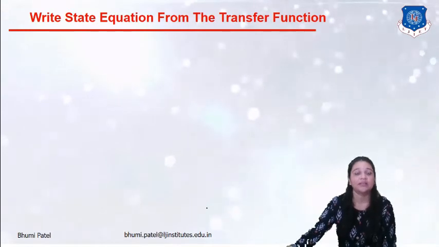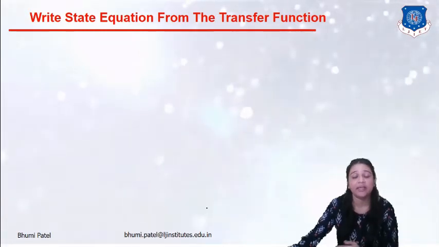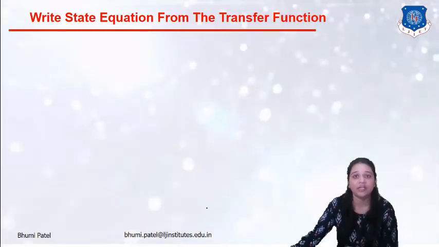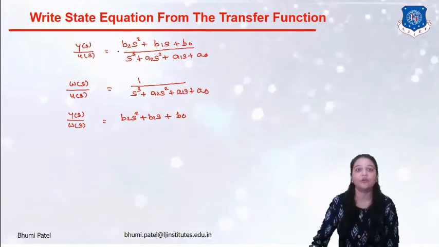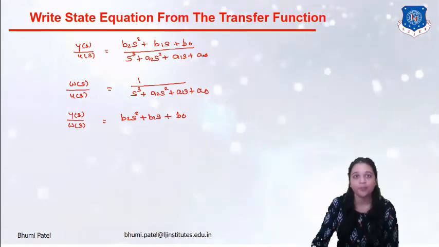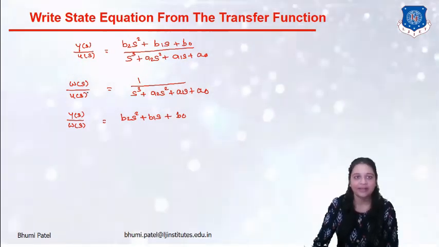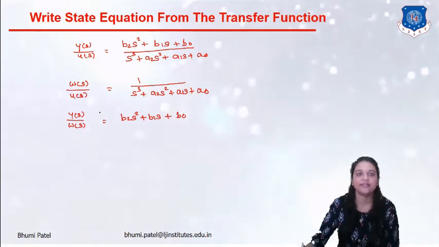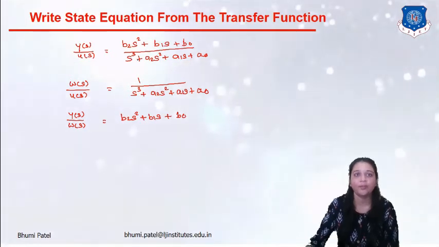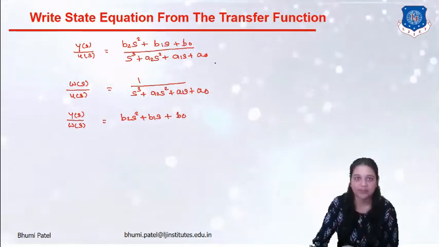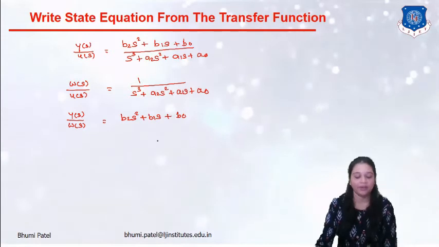Now next is to write the state equation from the transfer function. The transfer function is given, and then we have to write the state equation for this particular transfer function. So the transfer function is given, Y of s upon U of s is equal to b2s square plus b1s plus b0 upon s cube plus a2s square plus a1s plus a0. So we can write this equation like this: W of s upon U of s and Y of s upon W of s. We can separate the output and input, so that W of s upon U of s is equal to 1 upon s cube plus a2s square plus a1s plus a0, and Y of s upon W of s is equal to b2s square plus b1s plus b0.